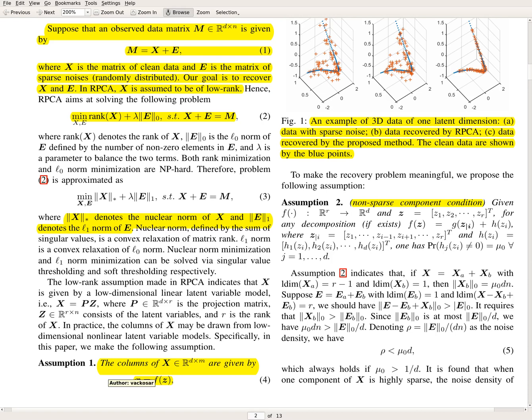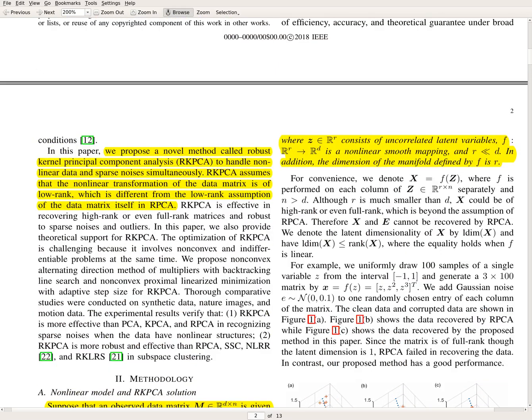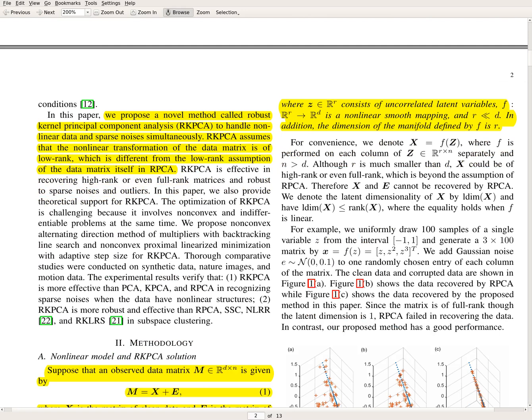Oh, okay. To continue to get this robust kernel PCA, they make this assumption that the data matrix is a result of applying a function to some latent matrix, which consists of uncorrelated variables. And the function is a nonlinear smooth mapping. They need the mapping to be smooth. If it's not smooth, I think the proofs they have here wouldn't work, but potentially there could be some other way to do it.